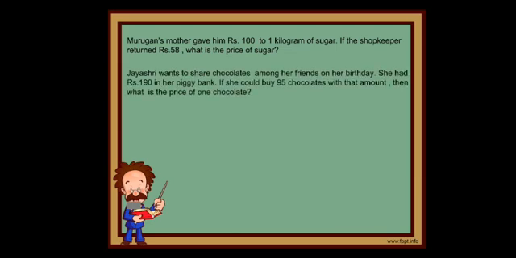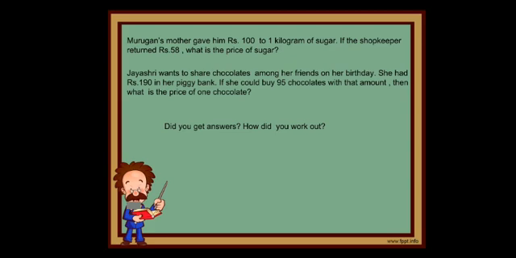Now we'll see the next question. Jayashree wants to share chocolates among her friends on her birthday. She had ₹190 in her piggy bank. If she could buy 95 chocolates with that amount, then what is the price of one chocolate? So with that ₹190, she can buy 95 chocolates. So the cost of 95 chocolates is ₹190. What will be the cost of one chocolate? Did you get an answer for these?